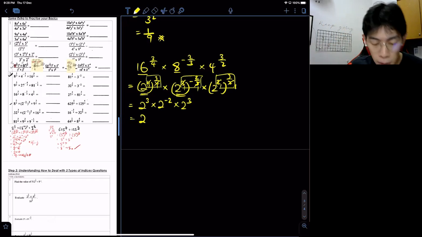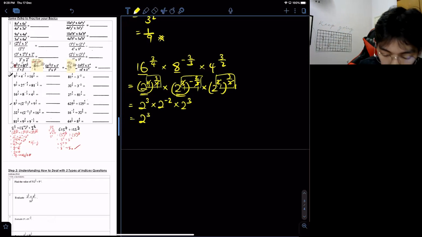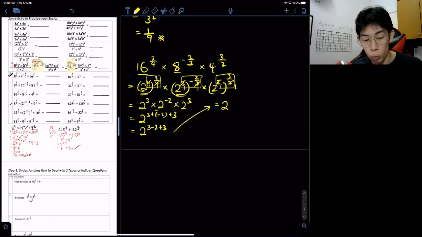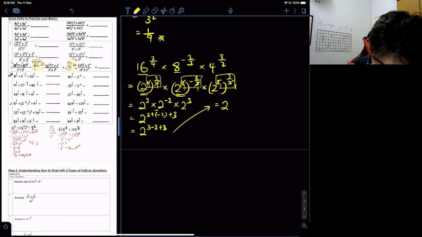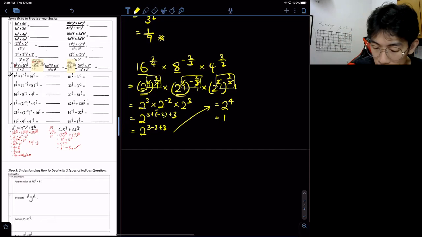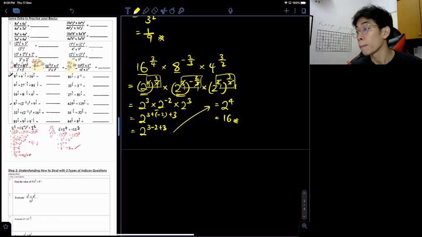Same base. Okay, so 3, you see, times you plus, right? 3 plus minus 2, then plus 3. Sorry, the writing has been going off. This one extra workings, I just put by the side. So 3 minus 2, you get 1. 1 plus 3, what you get? You get 4. So the answer will be 2 power 4, which is 16. So that's how you get it.